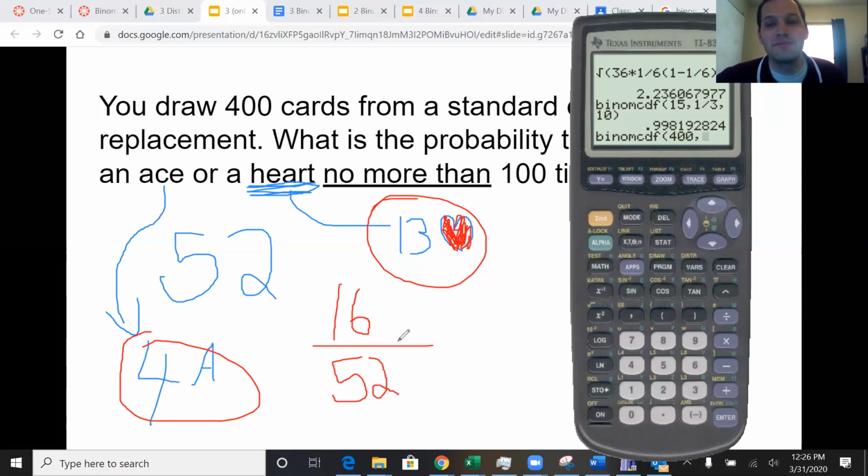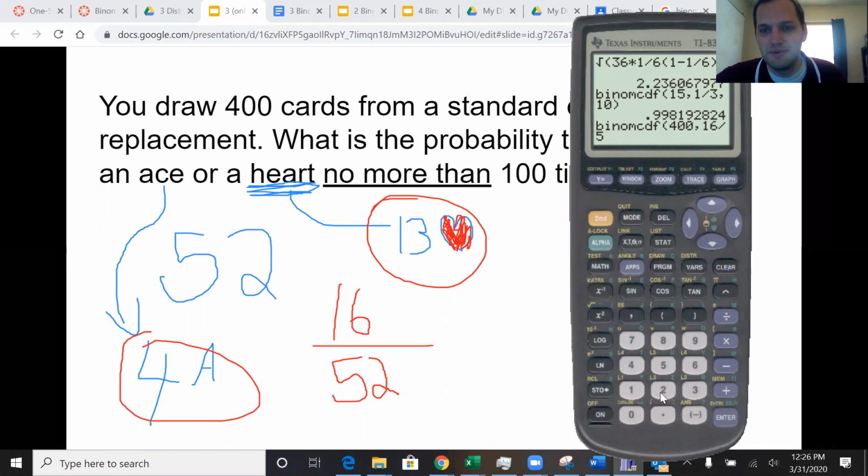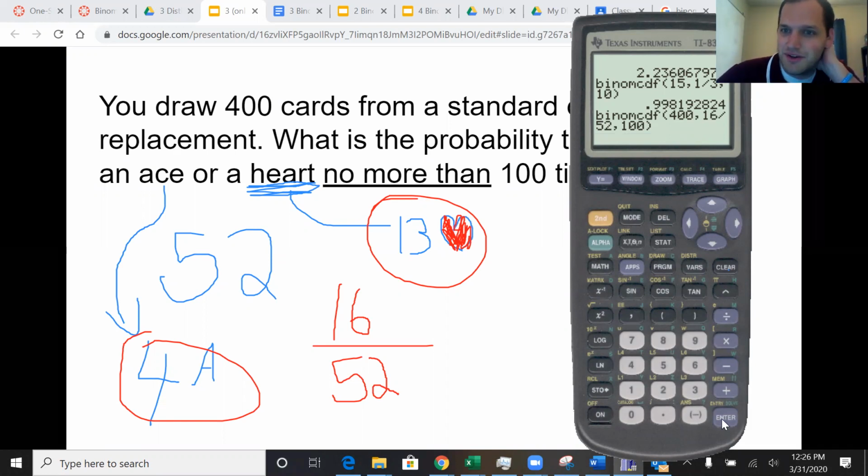Okay. That is my probability. If you want to simplify it, you're more than welcome to. Okay. So I got 16 divided by 52. Then what is the maximum number of these cards that I want to draw? It's 100. All right. Now let's see, what is the probability going to be that we draw no more than 100?